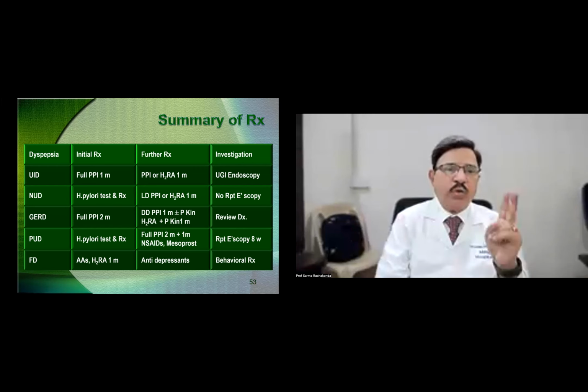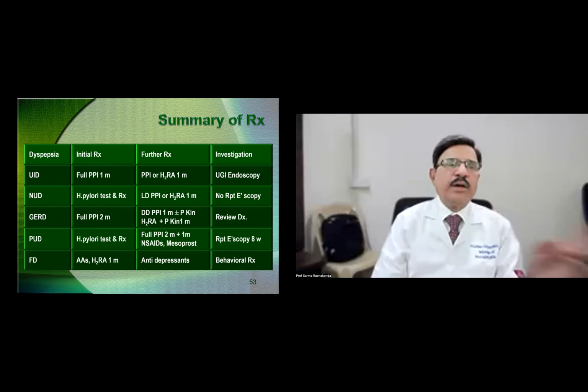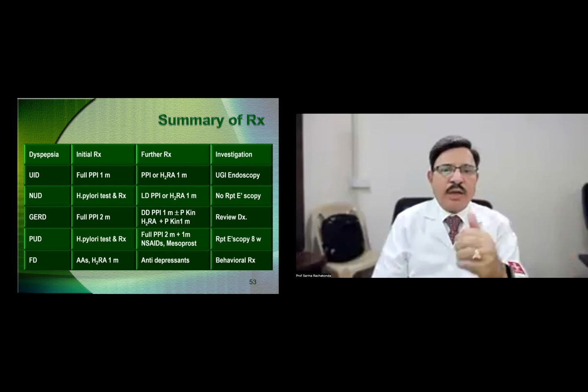GERD: full dose PPI for 2 months, the longer treatment. Then double dose PPI for 1 month, with or without prokinetic, or H2RA plus prokinetic. Do not combine PPI and H2RA. It is an irrational combination, because PPI blocks the acid secretion. Whatever the route, there is no reason to give a separate H2RA.